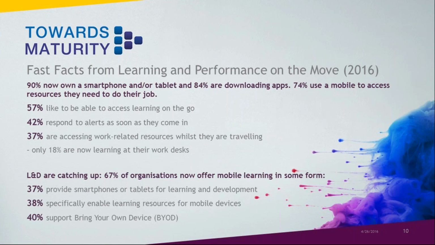Just finally, in case there's any doubt around the efficacy of mobile learning and whether it's relevant, we've just been recently looking at the fast facts from the Learning and Performance on the Move report that Towards Maturity have just produced. And if anything, the consumer appetite for mobile learning or multi-device learning is going up. And it's going up not because they particularly have a device preference, they just have a preference to be enabled wherever they are, whenever they need it. And that's really what is driving this appetite for multi-device learning.